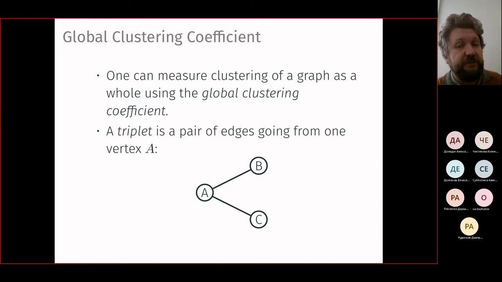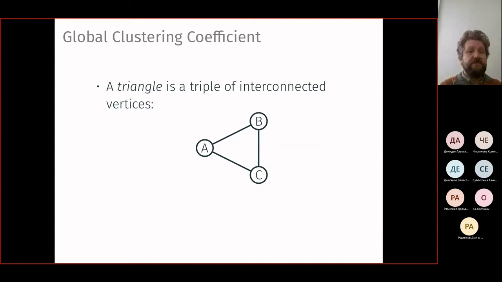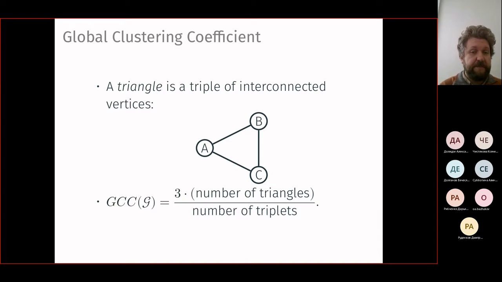You say that a triplet is a pair of edges going from one vertex A. This construction is called a triplet. For B and C, we don't know whether there is an edge or not. And a triangle is a triple of interconnected vertices. You take the number of triangles and divide it by the number of triplets. You multiply this by 3, because each triangle contains 3 triplets, right? ABC, BAC, and CBA.